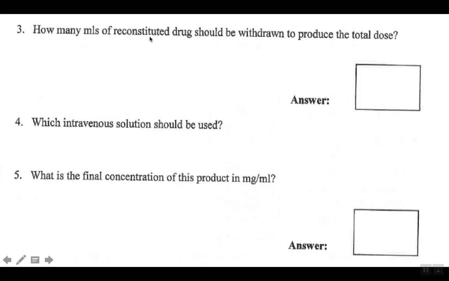How many mLs of reconstituted drug should be withdrawn to produce the total dose? Don't get this one confused with the previous question, okay? So in this case, the dose is 750 milligrams. The concentration is 125 milligrams per mL. So you need 6 mL. Or you could just say, okay, we did 1 vial that was 500 milligrams. After reconstituting the vial, we get a 4 mL volume, right? We draw that up. That's 500 milligrams in 4 mL. Now we need 250 milligrams more. Make another vial, reconstitute it, take out only half of it. So you get 6 mL.